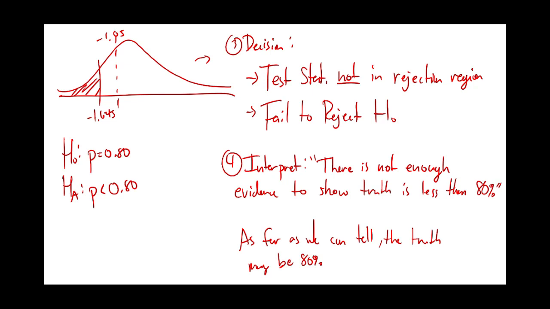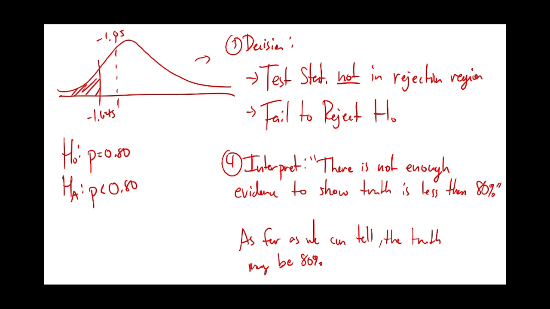I think the formal one might be a little easier because if you fail to reject, you say there's not enough evidence to show the truth is less than 80%. If you reject, you say there is enough evidence to show the truth is less than 80%. So all you have to do is change whether there's not enough evidence or there is enough evidence. As far as we can tell, it looks like the truth could be 80%.